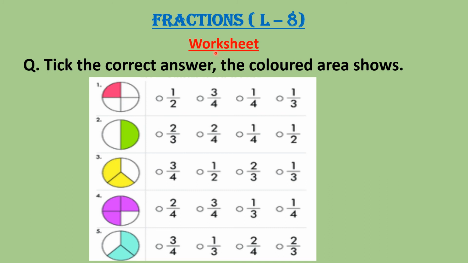Here's a worksheet on the lesson fractions. The question is, tick the correct answer the colored area shows. So according to the colored area, you will tick the correct answer. For example, here number 4, I am just telling you there are 4 parts. So denominator will be 4, and how many colored parts? 3. So 3/4, you will tick this option. So similarly you will do the rest. You will complete this in your notebook and send it to me so that I understand whether the concept of fractions is clear to you.